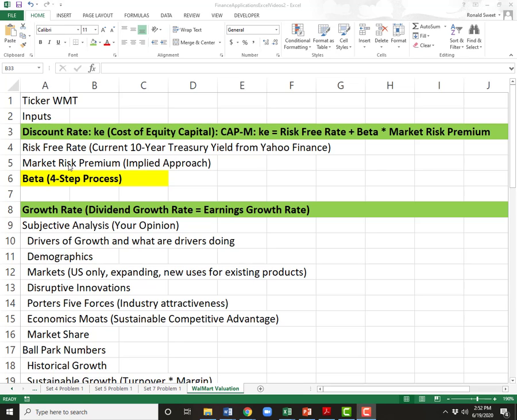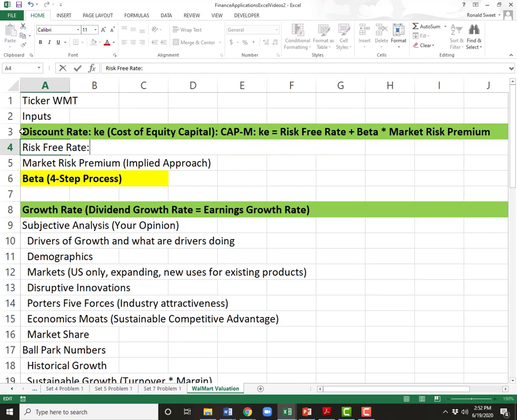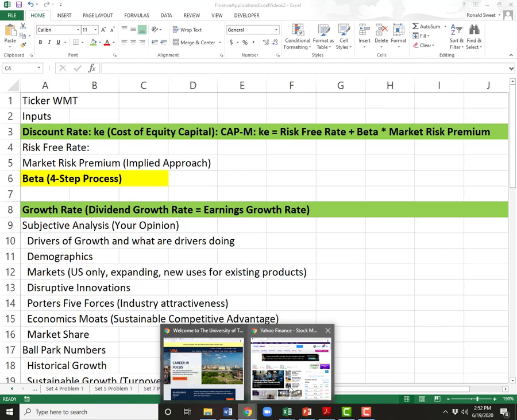Now we're going to get into the details. We'll start with the discount rate. And we said the first number we need in order to come up with the discount rate, the value of Walmart, is the risk-free rate. We are going to use the current 10-year Treasury yield from Yahoo Finance. Let me shorten the title of this. And so we'll just go over to Yahoo Finance.